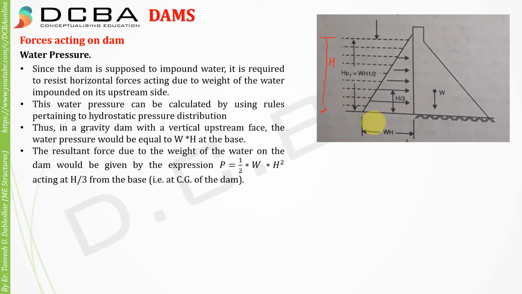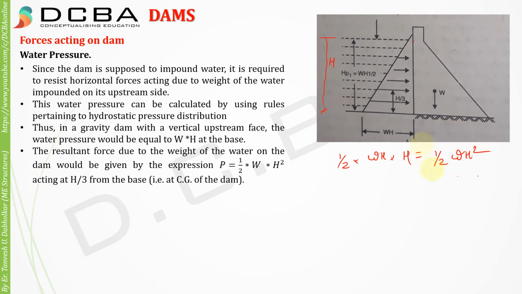It would be density of water into H, gamma into H, or here it is written as W into H, right? So you will get such a profile where the horizontal force is maximum at the bottom and it goes on decreasing as you move towards the top. The total force exerted by this triangular variation is given by the area of this triangle, and it is half into this base WH into height, which is H. So it is half into WH square.